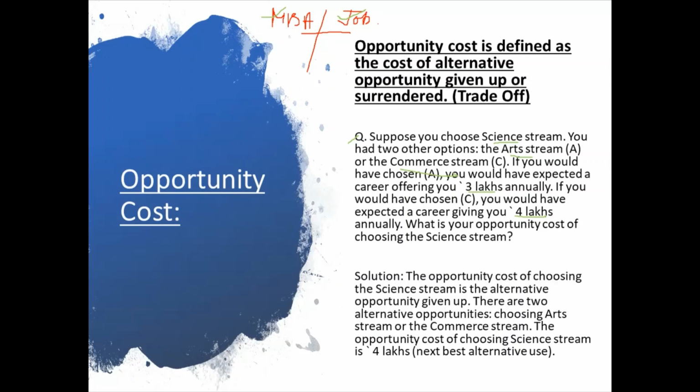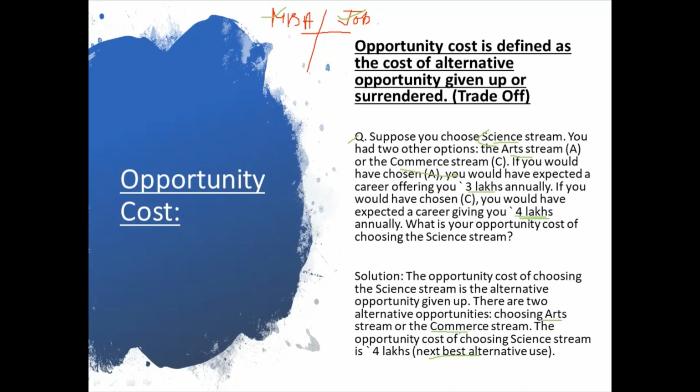So now this is the solution. The opportunity cost of choosing the science stream is the alternative opportunity given up. So there are two alternative opportunities given to you, arts and commerce. Now the opportunity cost of choosing science would be 4 lakh. Why 4 lakh? Because it's the cost of the next best alternative.